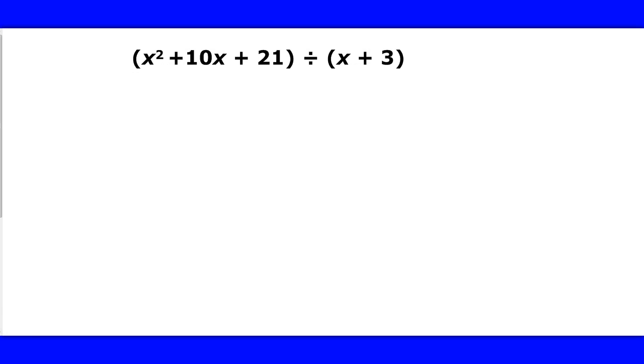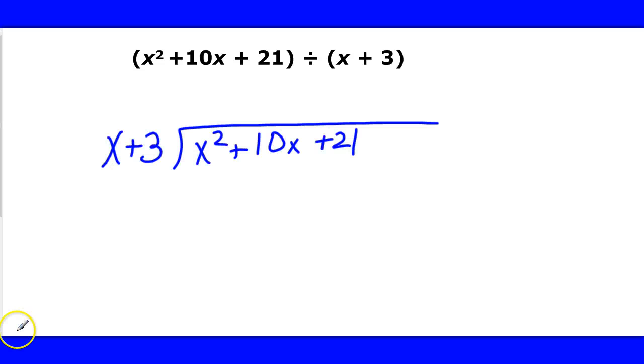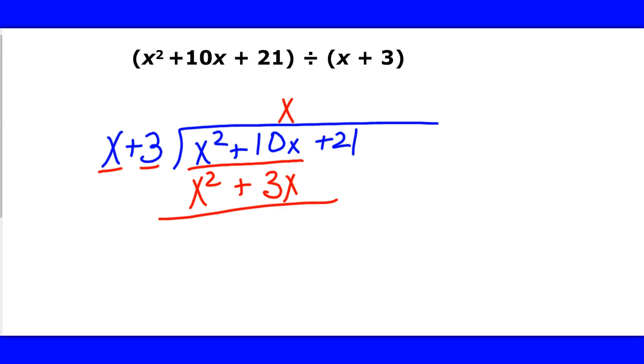All right? So I'd like for you to pause the video and try this one. All right? So two terms here. We're going to look at the first two terms here. What times x gives me x squared? x. So x times x is x squared. x times 3 is a positive 3x. We are going to subtract both of these. That's going to give me a 0, and this is going to give me a 7x. Bring down the next term, which is a plus 21.